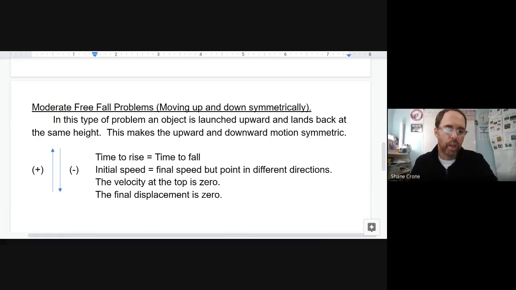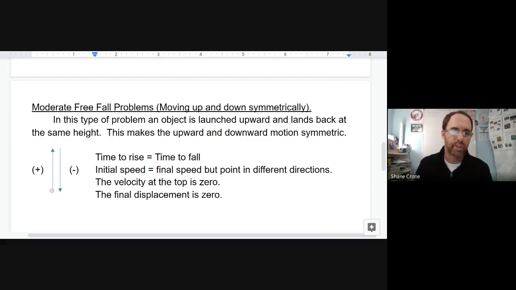So a few tricks that come out of the symmetry for the most part is that the time that it takes to go up is going to be the same as the time to go down. And that is because what gravity was doing on the way up, taking away from the velocity, it's now going to undo that by giving back to it the speed on the way back down. So on the way up, it's taking away the speed. On the way down, it's giving the speed back.